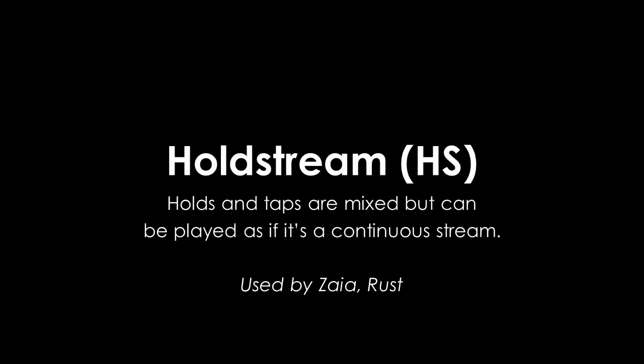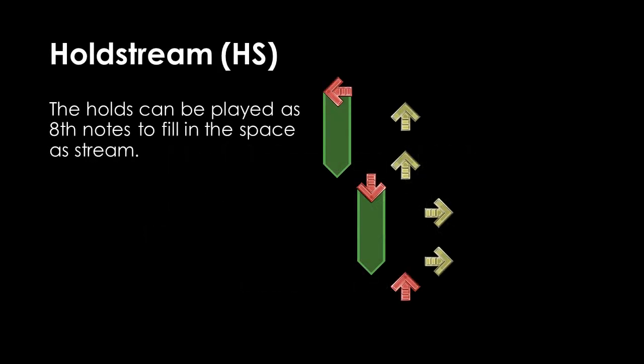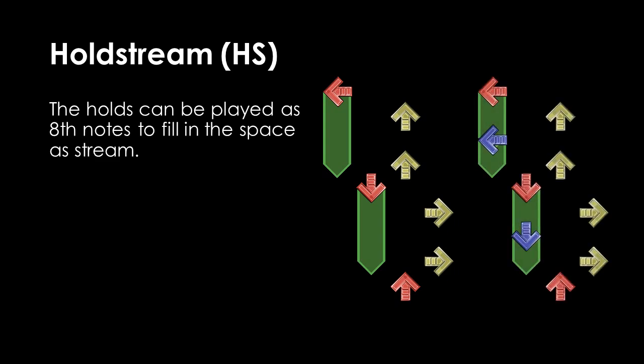Holdstream is the notation used by Zaya and Rust, and describes when holds and taps are arranged in a way that it can be treated as a continuous stream. Look at this excerpt from Alone Intelligence in the pack Comiket 95. Rather than staying on the hold and having the right foot play a syncopated 16th note rhythm, we can play the holds as 8th notes instead. Doing this fills in all of the gaps and turns the section into stream.